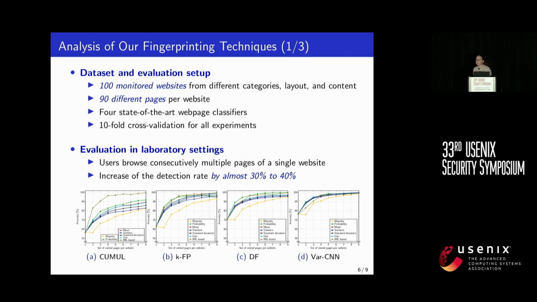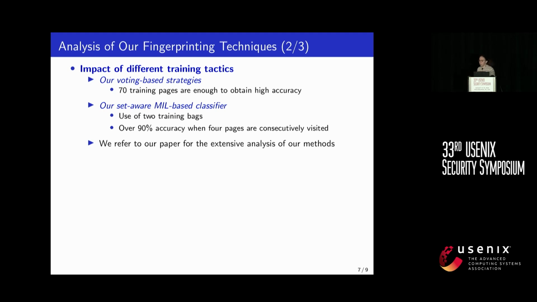We further analyzed different training tactics. Here I will give you some insights, but please check our paper for further details. For our voting-based strategies, we need approximately 70 training pages in order to obtain high accuracy. And for our set-aware multi-instance learning based classifier, we need only 2 training bags in order to achieve over 90% accuracy when 4 pages are visited consecutively.